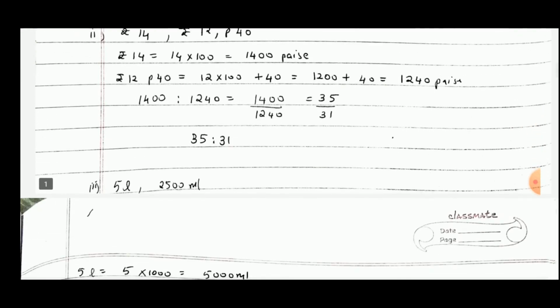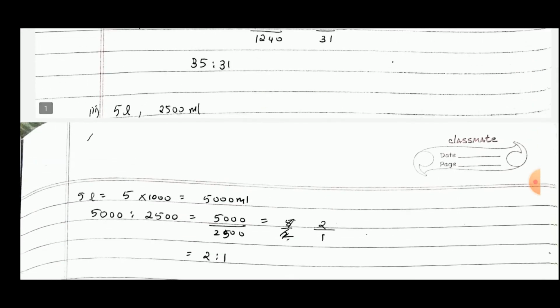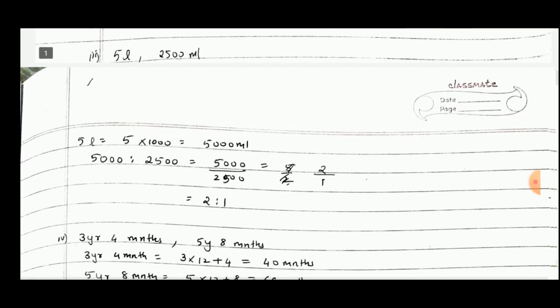Then 5 liters and 25 ml. So this also will be equal to 5 liters means 5 into 1000, that is 5000 milliliters, and 5000 upon 2500, that is 2 upon 1, 2 is to 1.